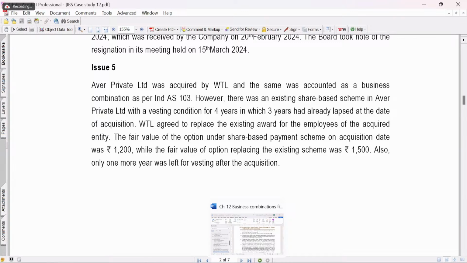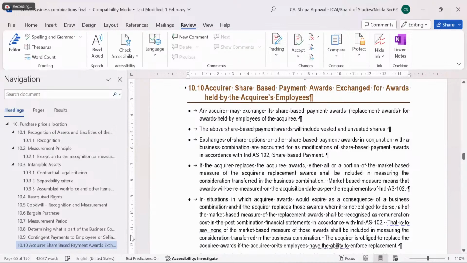Second information is that the total vesting period is 4 years. Out of this 4 years, 3 years have lapsed. Third information is that the acquiring entity has replaced the share-based scheme of the acquiree entity with its own share-based scheme. Fourth information is the fair value of the share-based scheme of Ava Limited is 1200, and when we are replacing it, the fair value is 1500. Okay.